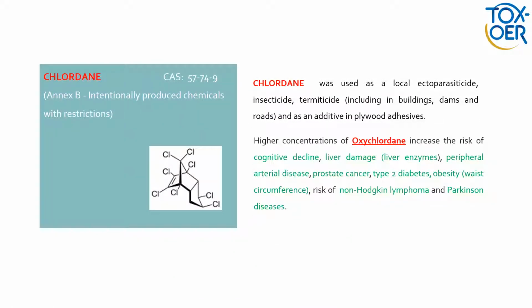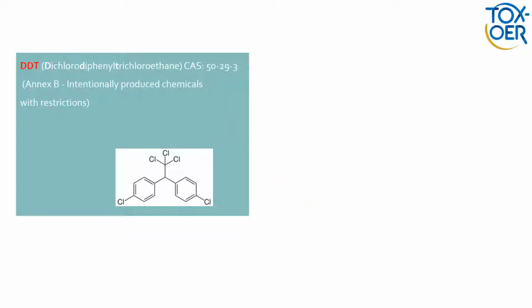Chlordane, Annex B. Higher concentrations of oxychlordane increase the risk of cognitive decline, liver damage, peripheral arterial disease, prostate cancer, type 2 diabetes, obesity, risk of non-Hodgkin lymphoma, and Parkinson's disease.